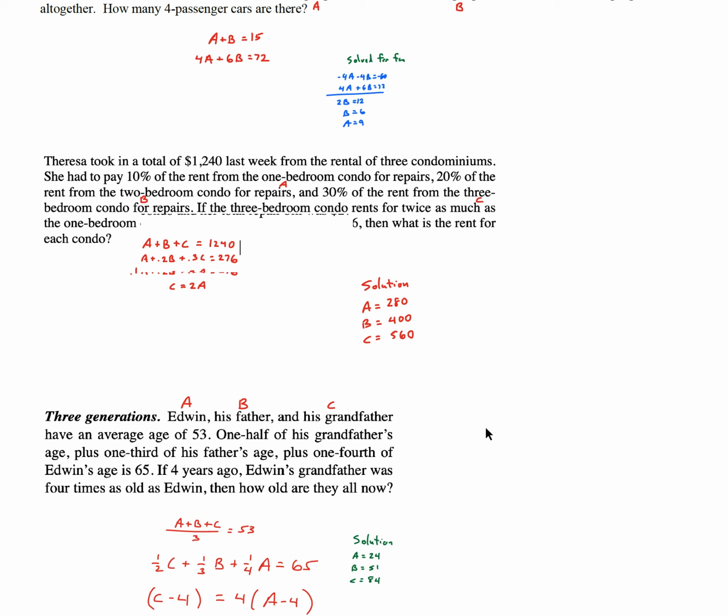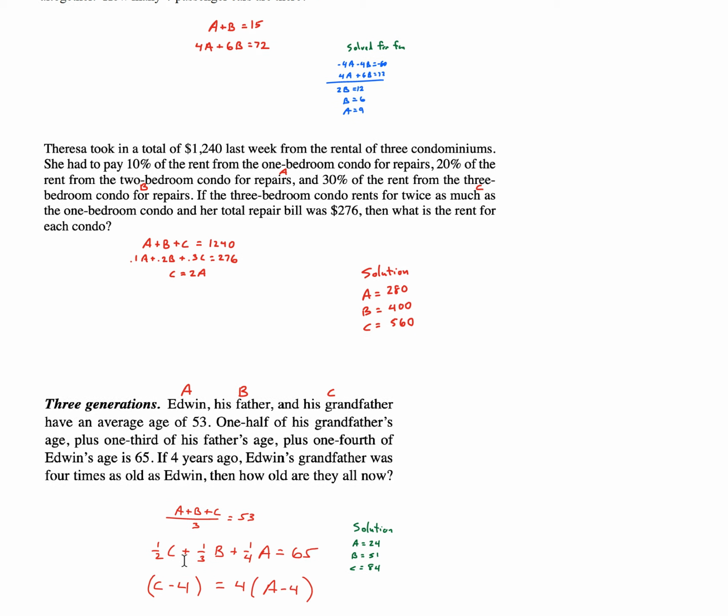And then the last one, I got Edwin, his father, and his grandfather. Just call them the 3 variables. And I know that Edwin plus his father plus his grandfather divided by 3, that's the average. That's how you find the average of 3 numbers. Add them up and divide by 3 equals 53. So that's the first one. And then 1/2 his grandfather's age plus 1/3 the father plus 1/4 of Edwin is 65. That's this line. And then 4 years ago, that's this, C minus 4, Edwin's grandfather was 4 times as old as Edwin was. Well, Edwin 4 years ago is A minus 4. And again, this is a system where you have 3 variables and 3 equations, and go ahead and solve however you want.